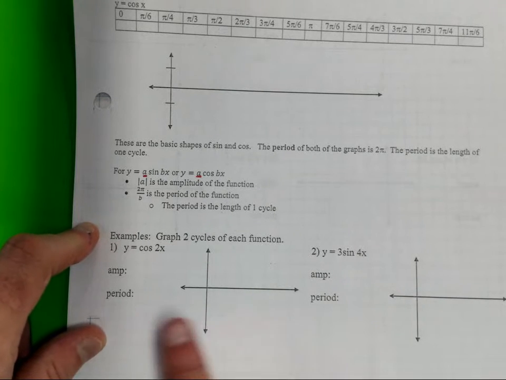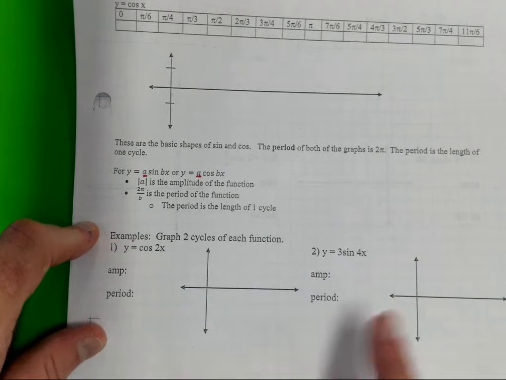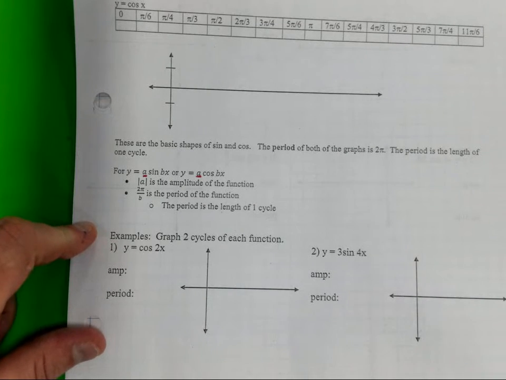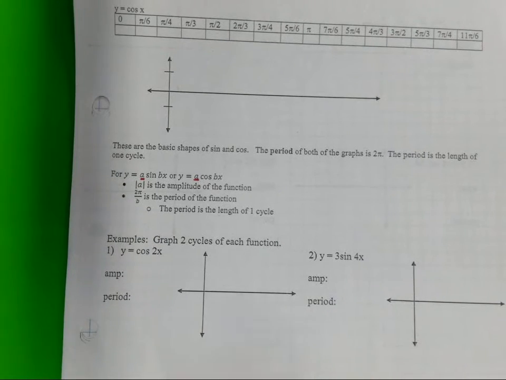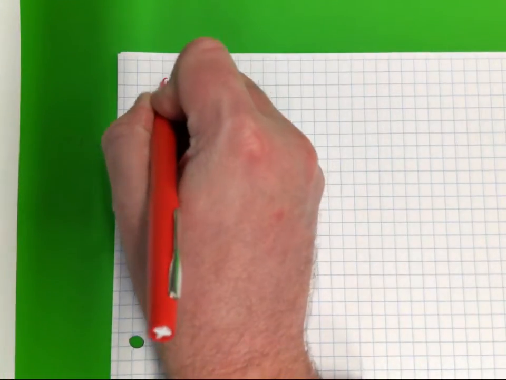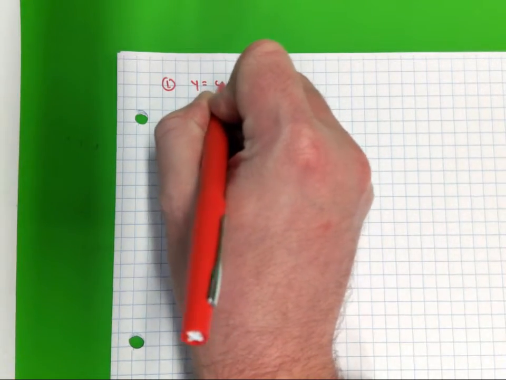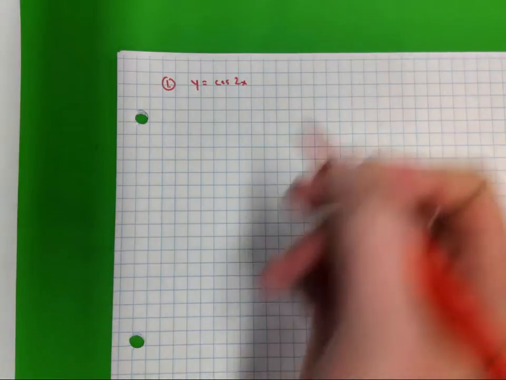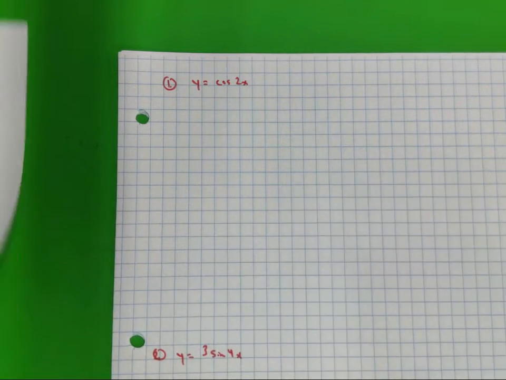Now, I'm about to do these two graphs. That's going to be on the video of showing how to graph sine and cosine functions by using the amplitude and period. So that's where I'm coming from at the moment. So if we look at number 1, y equals cosine of 2x. I'm going to write number 2 down. y equals 3 sine of 4x.